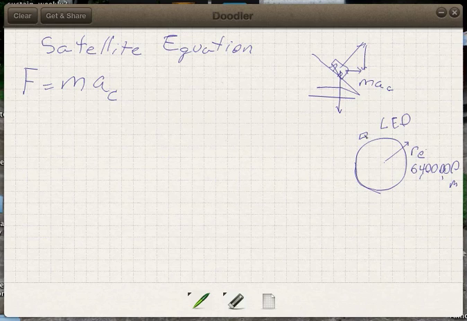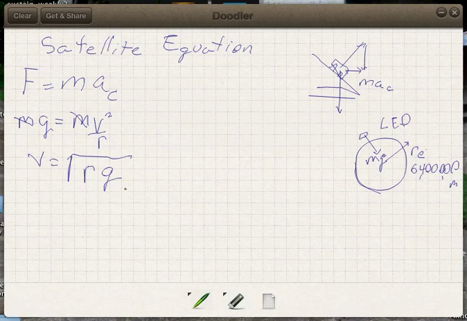So it's only got one force acting on it, and because the distance is about the radius of the Earth, we could say this is about mg. And it's very simple to say, now we've got mg is equal to mv squared over r. The masses cancel, and we can write the velocity is equal to the square root of rg. That's not hard. Let's check it out.